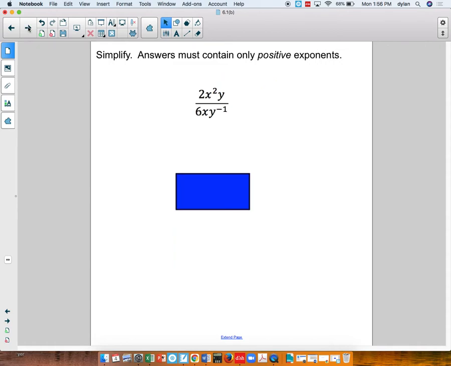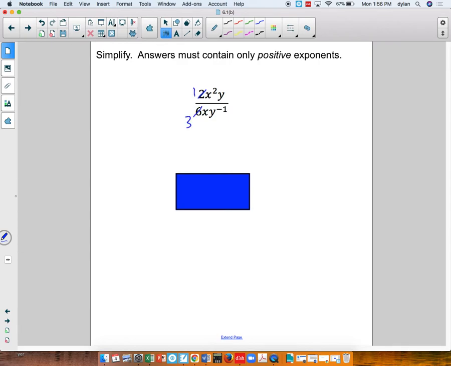All right, so getting a little bit more complicated as we move along. 2x squared y over 6x y to the negative first. So the thing that makes this one interesting is that we have some coefficients here that we have to treat as a fraction rather than using any exponent rules. So for me to start this problem, the first thing I would do is just simplify the coefficients. 2 over 6 is the same thing as 1 over 3.